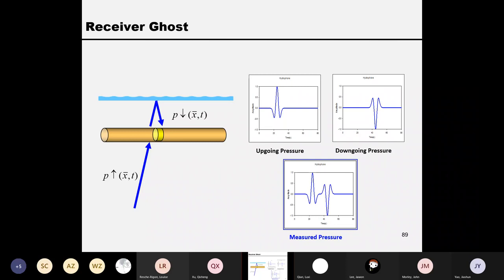So because of this acquisition geometry, both the source side and the receiver side will generate so-called ghosts, right? Source ghost and the receiver ghost, right?